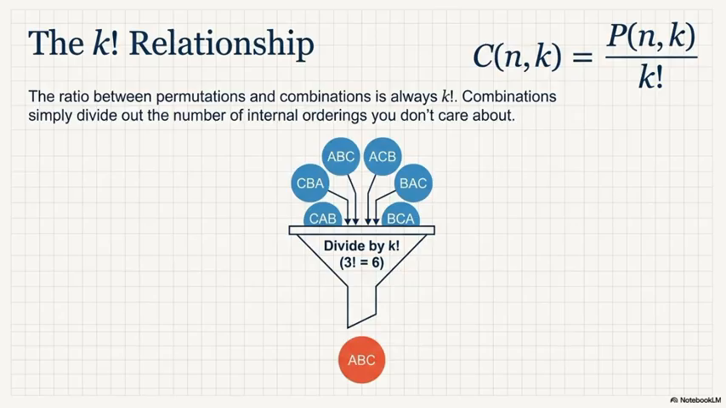What is the relationship between permutation and combination? Numerically, you can see combination equals permutation divided by k factorial. We divide out the k factorial because we don't care about ordering.